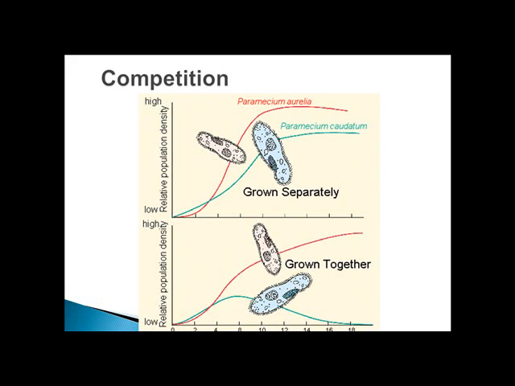There are two major categories of competition. Competition within a population of the same species is intraspecific, and that's usually fierce and may result in depletion of a resource. So think about it like this.